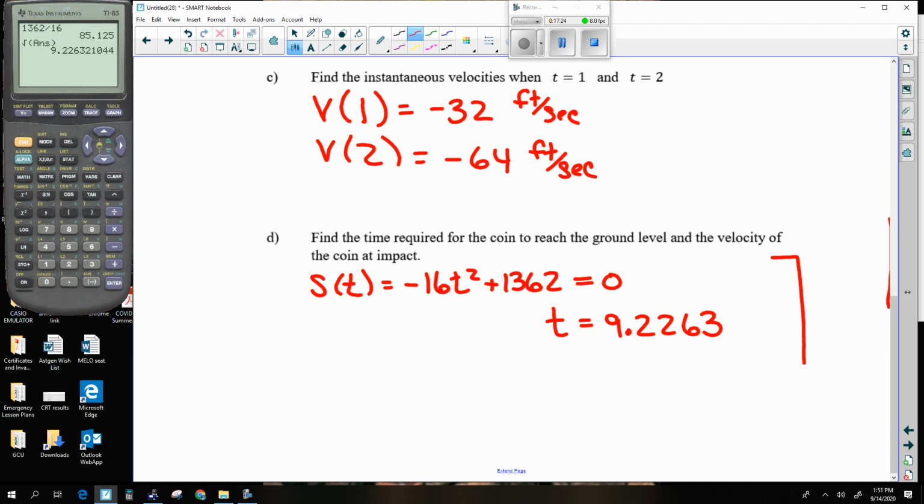It starts at the top of a building. At time equal to 0, the coin is up here. And then what is the position there? The position is equal to 0. So what time did it take to get to the bottom? The time took 9.22 seconds. Find the time required for the coin to reach the ground. What is the velocity of that coin at the impact? That would be the velocity at 9.2263 seconds, which is negative 32t.